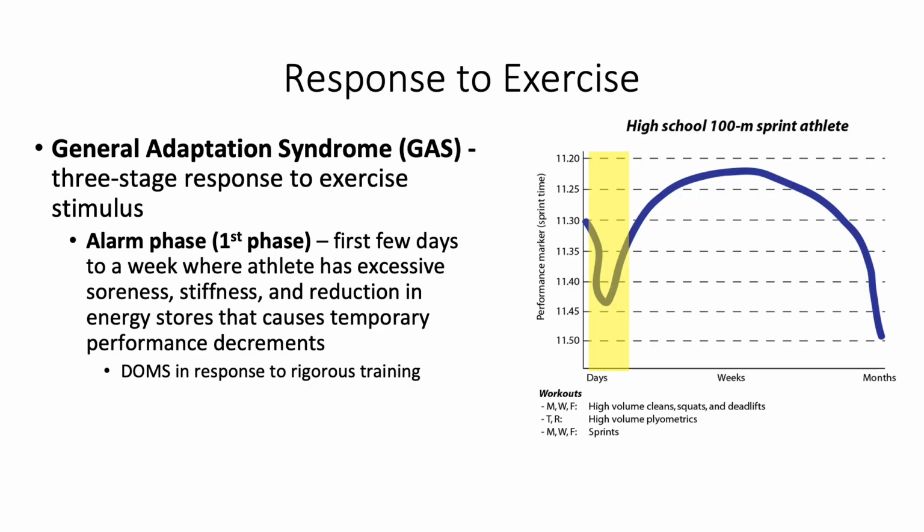So let's take a look at how the general adaptation syndrome is applied to a high school 100-meter sprint athlete. The alarm phase is in response to exercise, where we'll see a decrease in performance within the first few days, and this can last up to a week. This is where the athlete will have excessive soreness and stiffness, such as DOMS, and their energy stores will be lower, all of which will cause that decrease in performance.